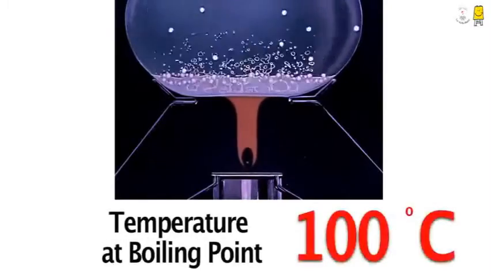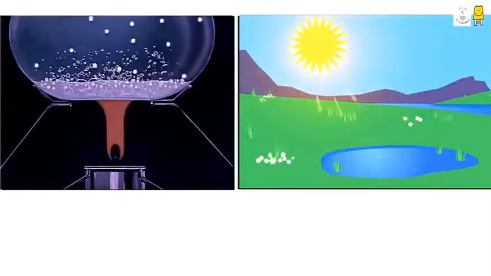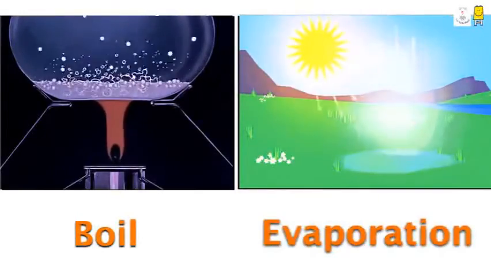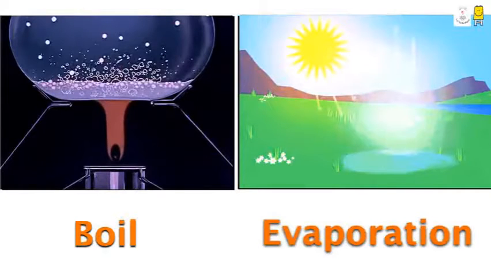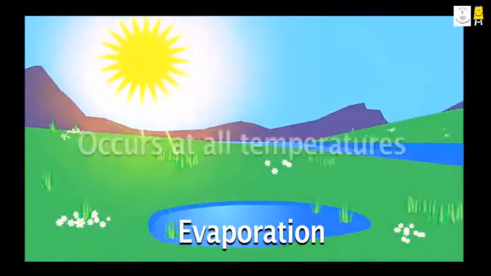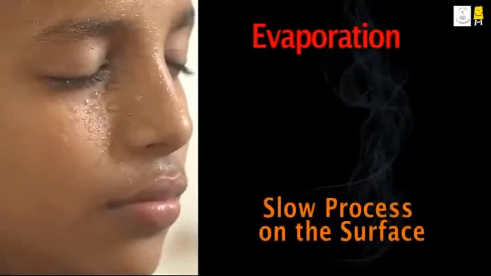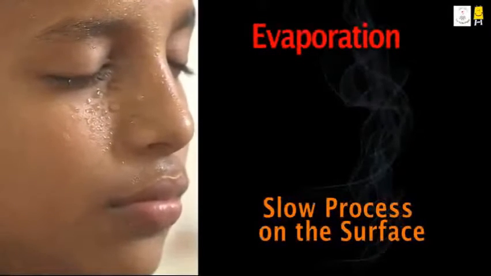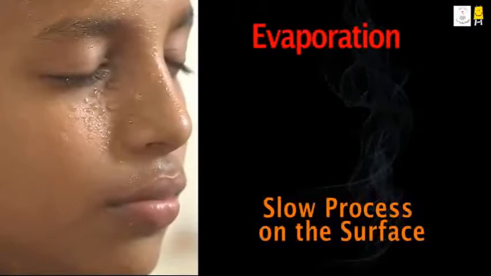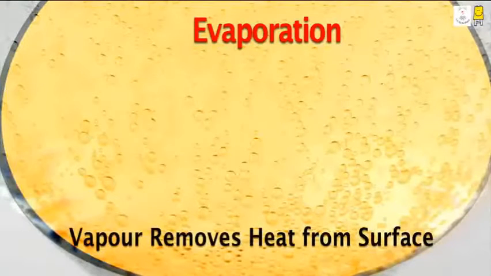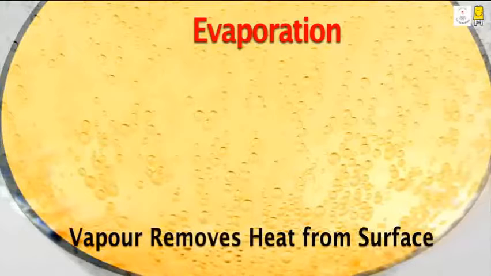When water boils, all the water has a temperature of about 100 degrees Celsius and becomes vapor or steam. But this does not happen in evaporation. Evaporation occurs at all temperatures, but only on the surface of the liquid. It is a slow process in which water particles on the surface take heat from the particles below and turn into vapor. When the vapor leaves the surface, it takes the heat along with it. Thus, the temperature at the surface decreases and the liquid cools down.